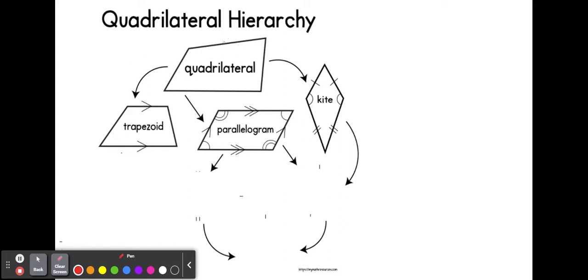So, with that, to be a quadrilateral, you simply need to have four sides and be a closed shape with all straight sides, right? So you can't have any curves to you. Like this one up here, right?